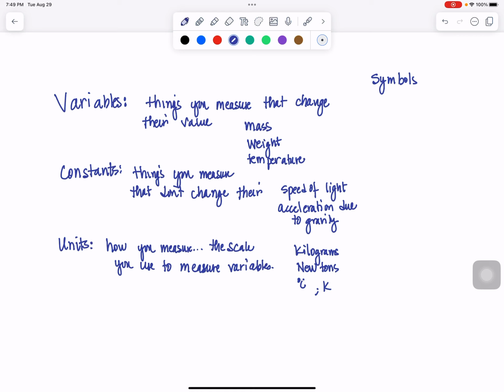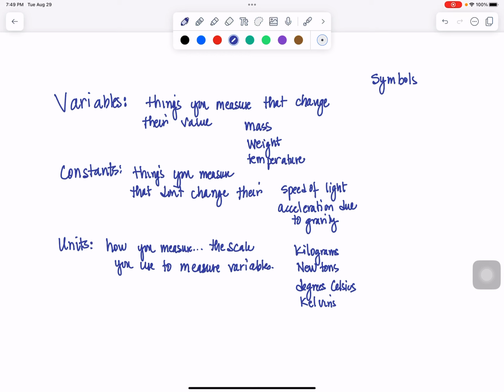Oh, I should write those out just to be consistent. So degrees Celsius or kelvins. Kelvins are not degrees, they're just kelvins. In order to make communication easier, we have symbols for variables and constants and units.